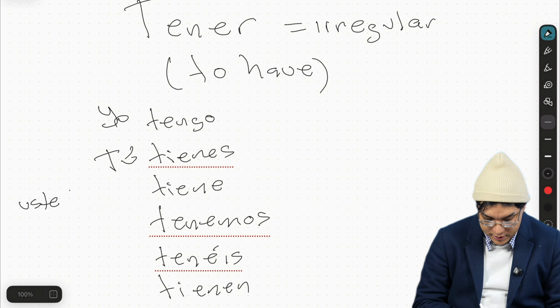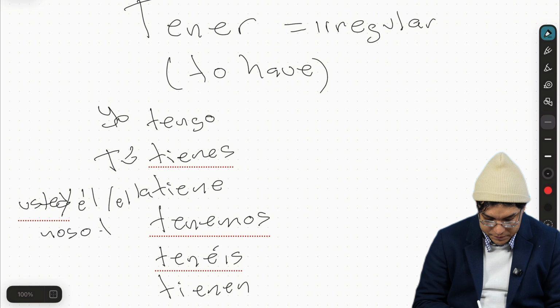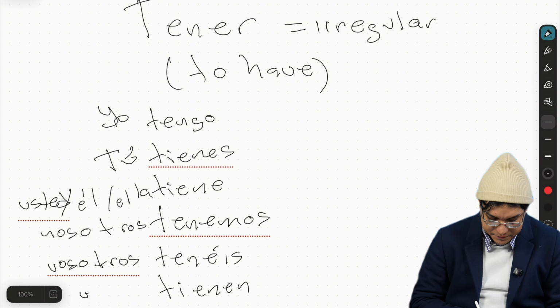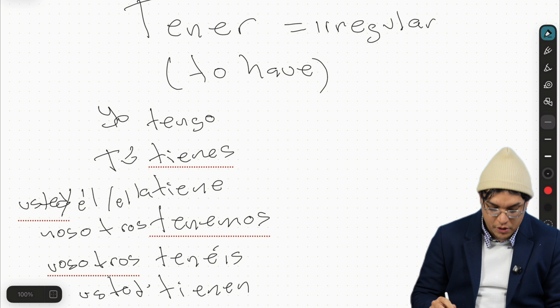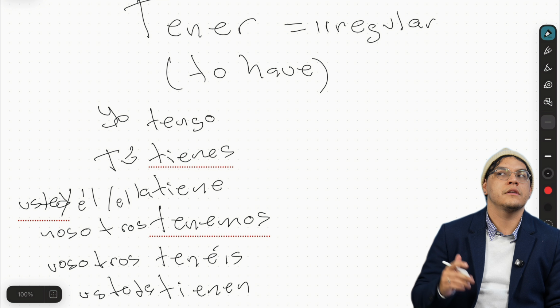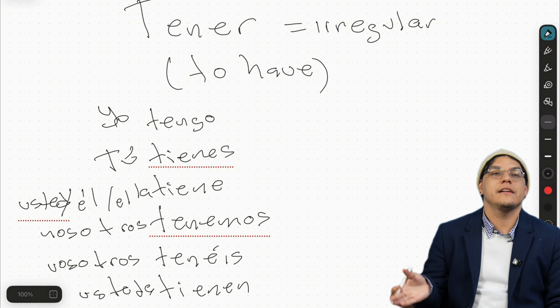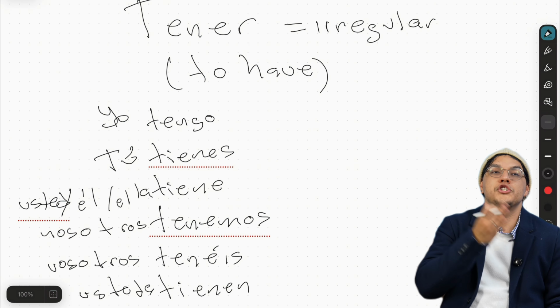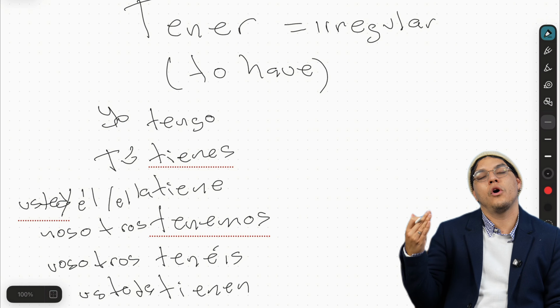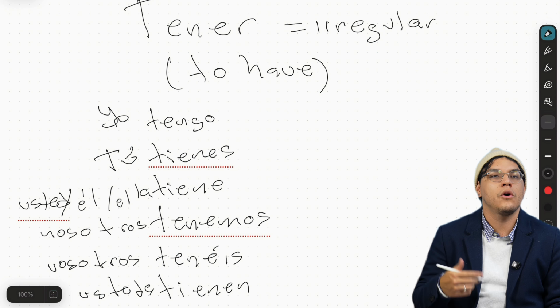So remember the present is going to be yo, tú, usted, él, ella, tiene, nosotros, vosotros, ustedes. Okay, so keeping this in mind, something you can do to memorize is the yo-go form. Basically, the yo-go verbs are the ones that have a go ending with yo, like tengo, salgo, hago, and so on.